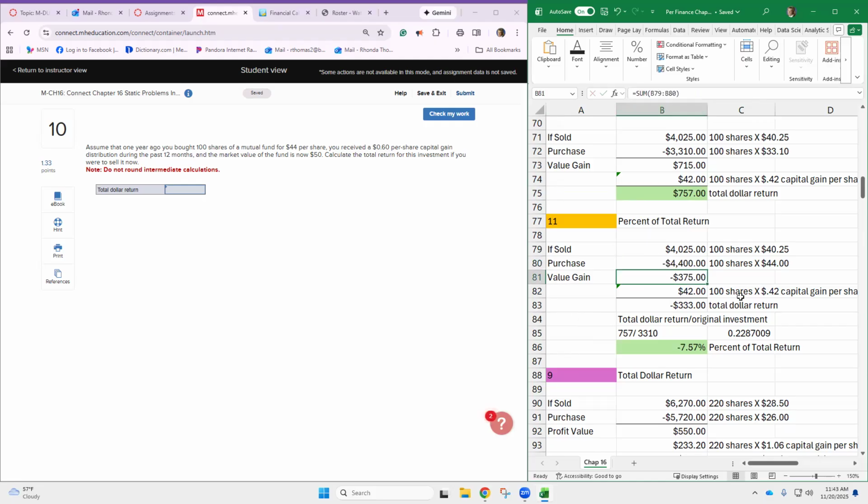Okay, so we made a purchase of $4,400 for 100 shares. Okay, the gain. Now, the capital gain, we're not going to know what that is until we put in what we sold it for. So hang on to this piece here a minute. Now we're going to take that capital gain that we're getting. We have 100 shares. They're sending out 60 cents, a capital gain to us.